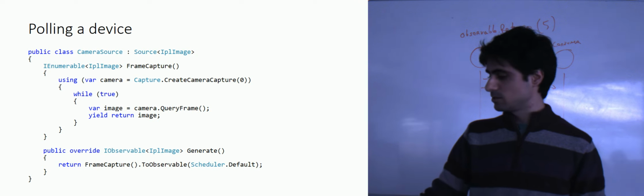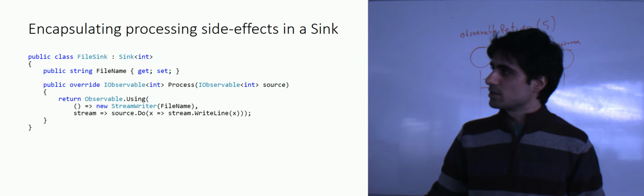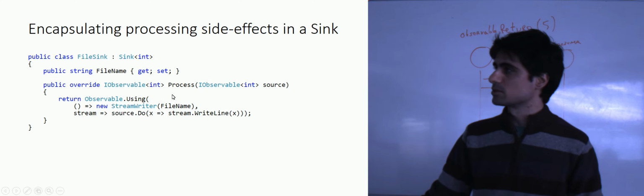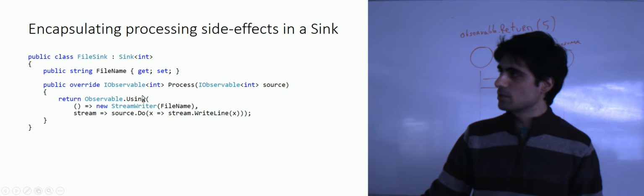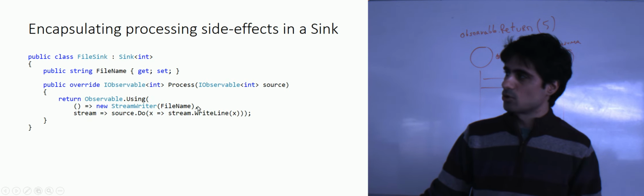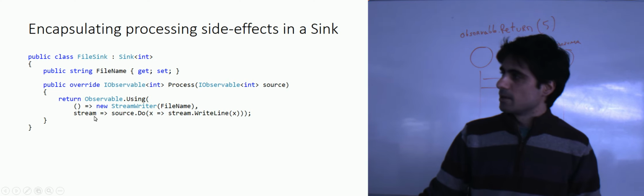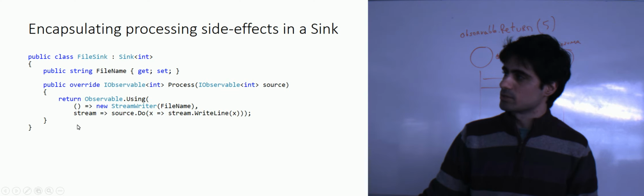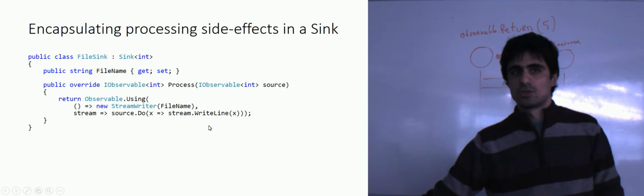That's what using does. And here, the using is doing exactly the same thing, but in the reactive world. So you specify the same, it's using, you have a function that initializes your resource, which in this case is just a stream writer, a writer to file with a file name. And then you get your stream over here, and you can return an observable that does something with that resource. In this case, what I'm doing is I take the X and I just write it to the stream.